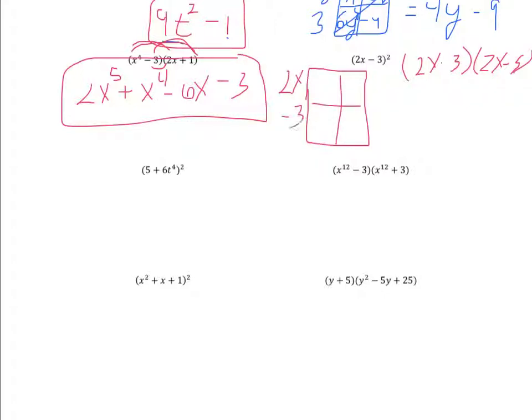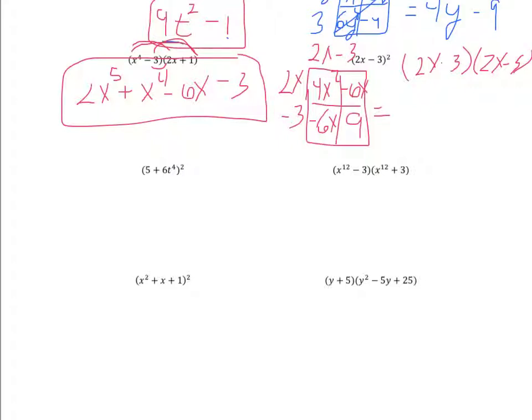2x minus 3. 2x minus 3. So 2x times 2x is a 4x squared. 2x times negative 3, negative 6x. Down here, same thing, negative 3 times 2x is negative 6x. Then finally, last is negative 3 times negative 3, which is 9.